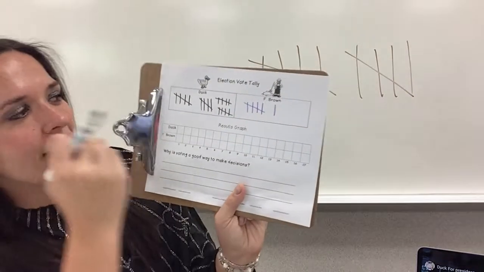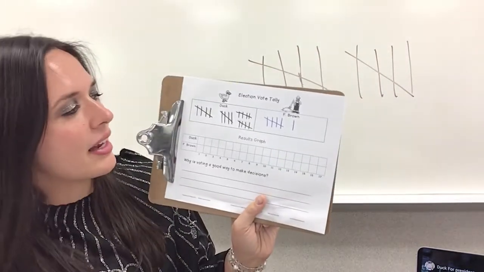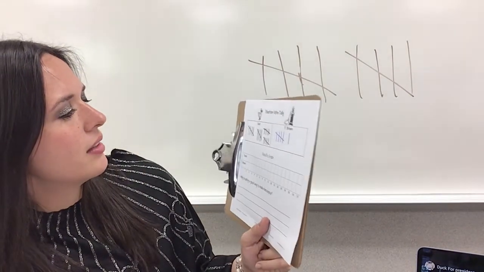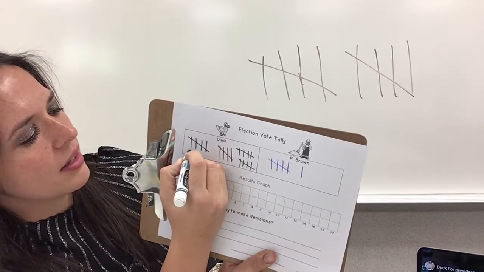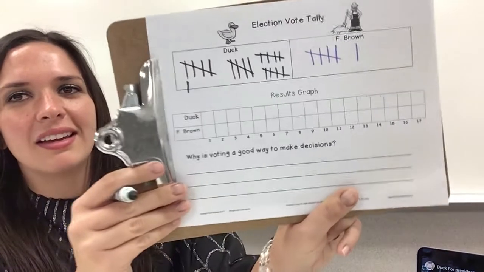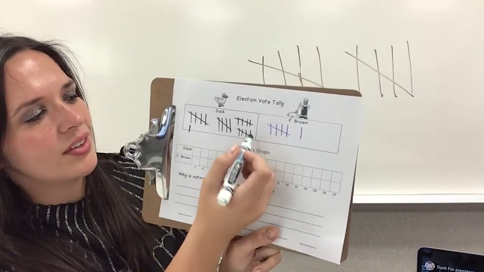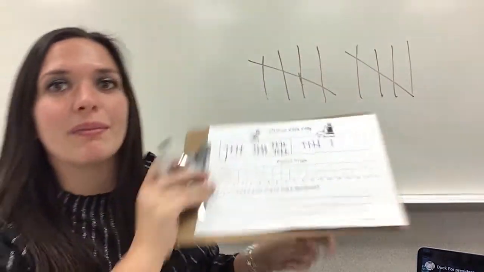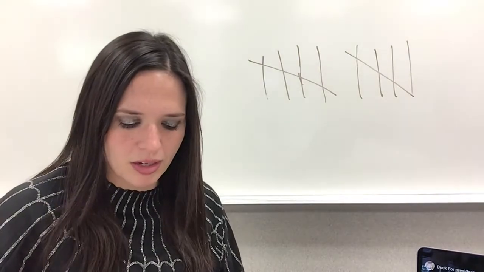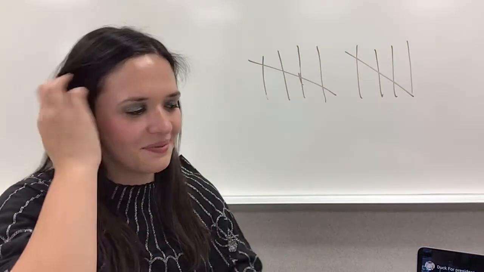Okay, so we've got 5, 10, 15, 20. So we need to add one more. Let's see where I should put this. So I'll put it down here so it's by itself. Okay. So now we got 5, 10, 15, 20, and then one more makes 21. So he beat Farmer Brown by even more. So 21 to 6. Okay.